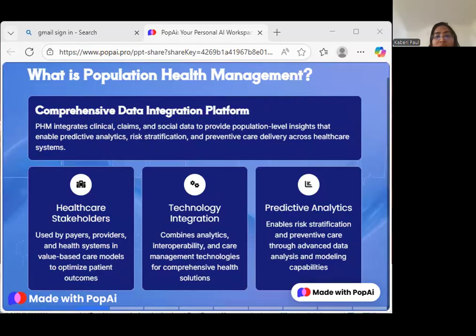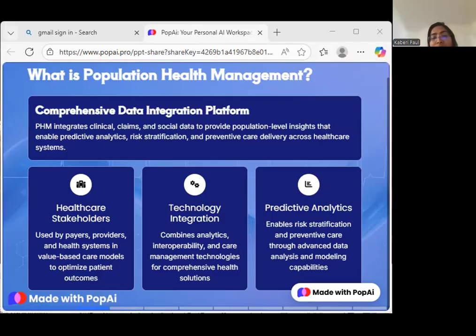Now, what is population health management? Population health management is a strategy that uses data analytics to improve health outcomes for a defined group of people instead of treating patients one by one when they get sick. It focuses on preventing illness, like identifying high risk populations early and coordinating care across multiple providers. The system gathers data from electronic health records, insurance claims, lab results, and even social determinants like housing or income.